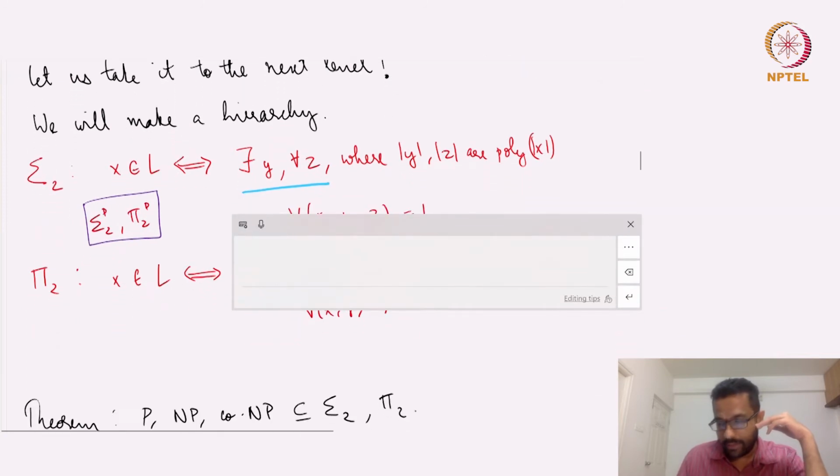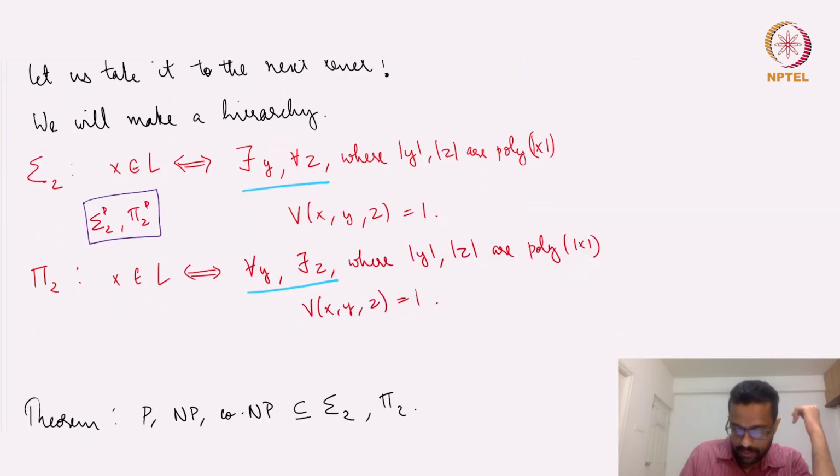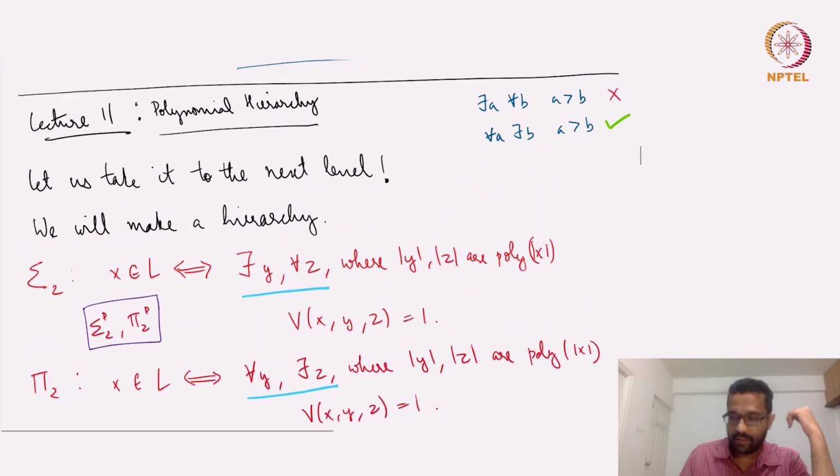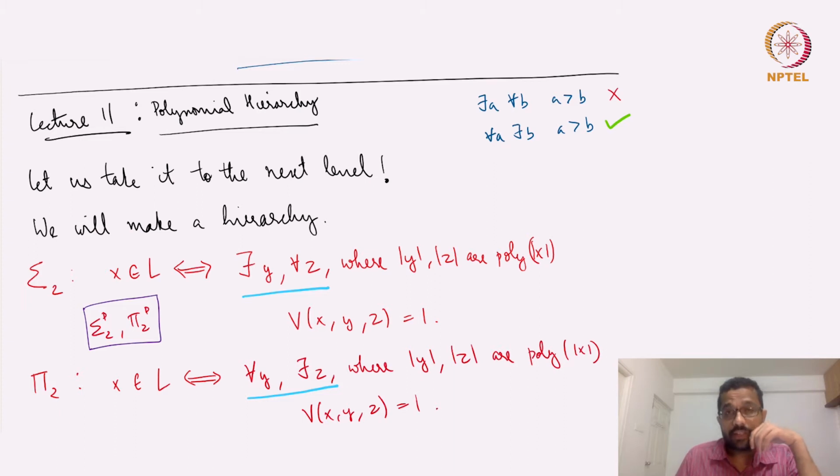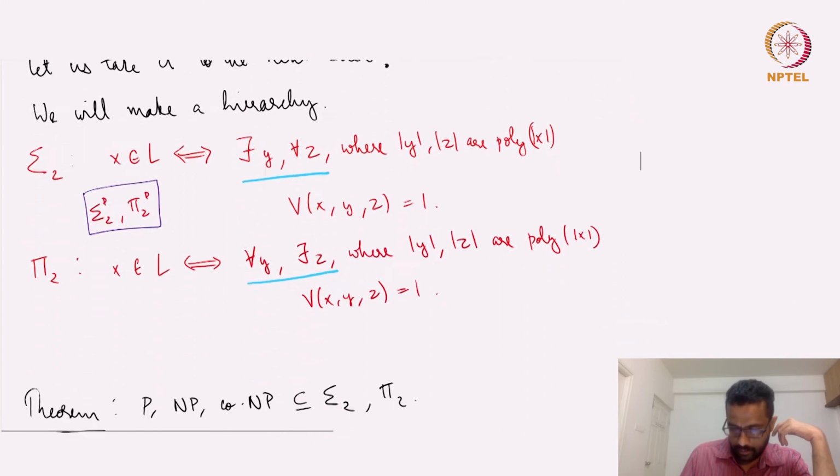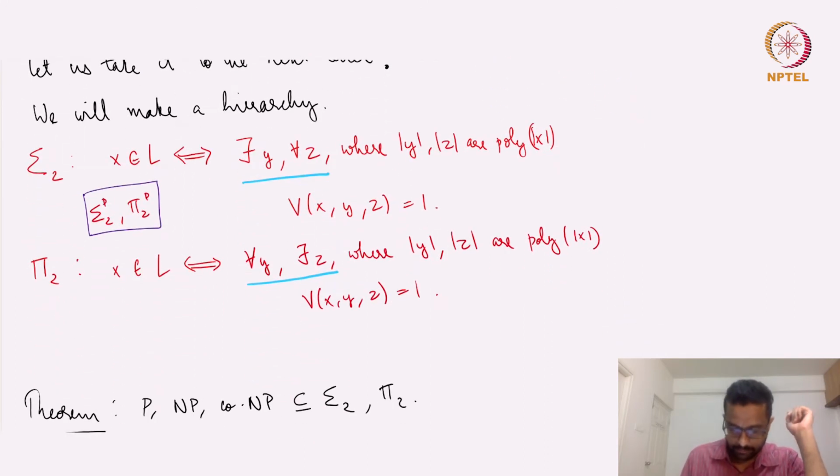So what I am trying to illustrate here is that these may look similar, but they are not, because the order of quantifiers matters. Here I gave you a simple example where the order of quantifiers does matter. So this is sigma 2 and pi 2. Sigma 2 is where we have the existential quantifier followed by the universal quantifier, and in pi 2 we have the universal followed by the existential.